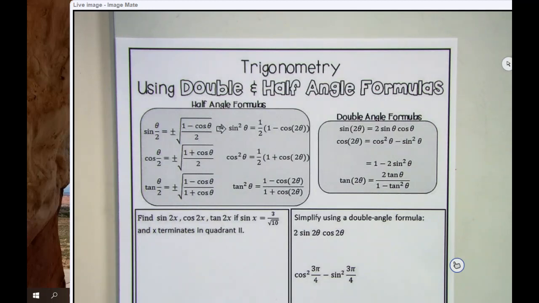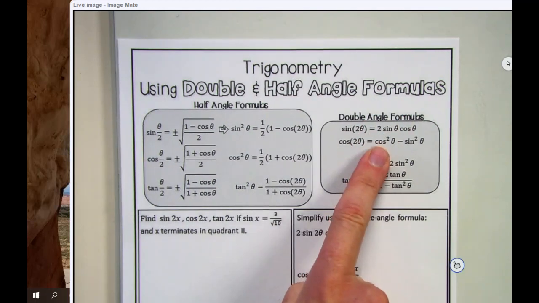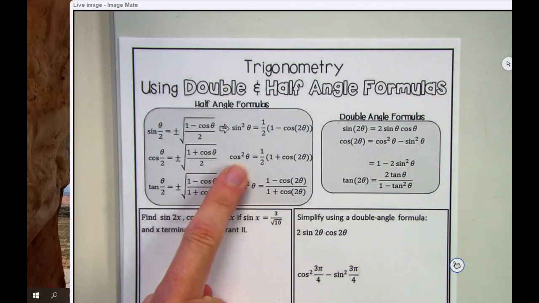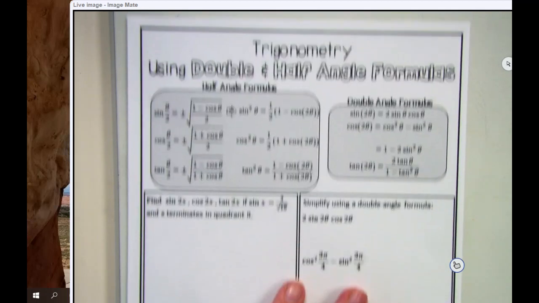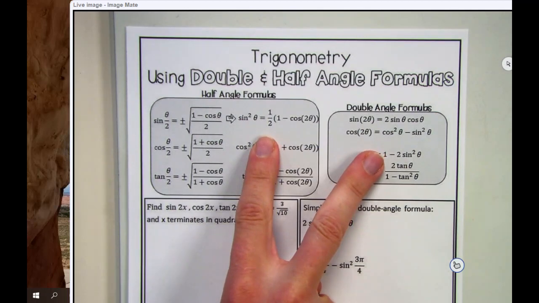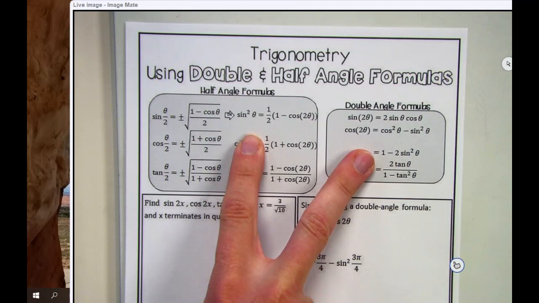Half angle trig formulas. I think we're going to split this into 2 days. So we'll take the double angle today, and maybe we'll do half in the next lesson. We'll see how much review we need to do. These formulas are on your trig identity and formula page, but it's nice to have them in front of us when we're using them. So they're just copied and transferred over.